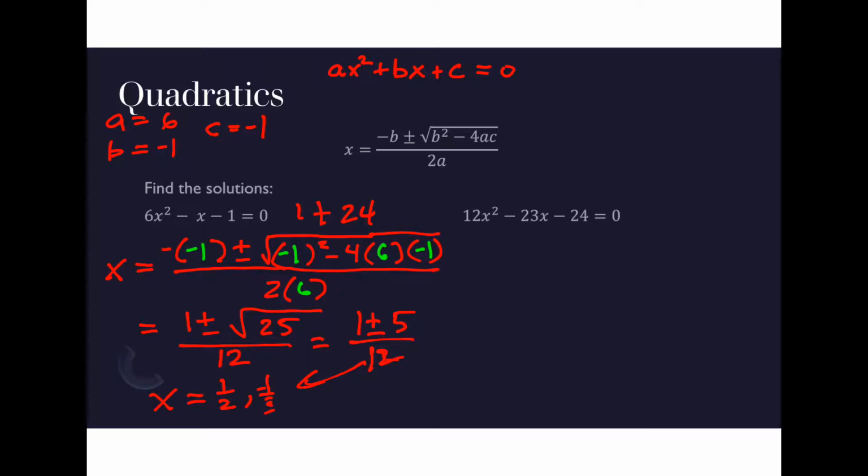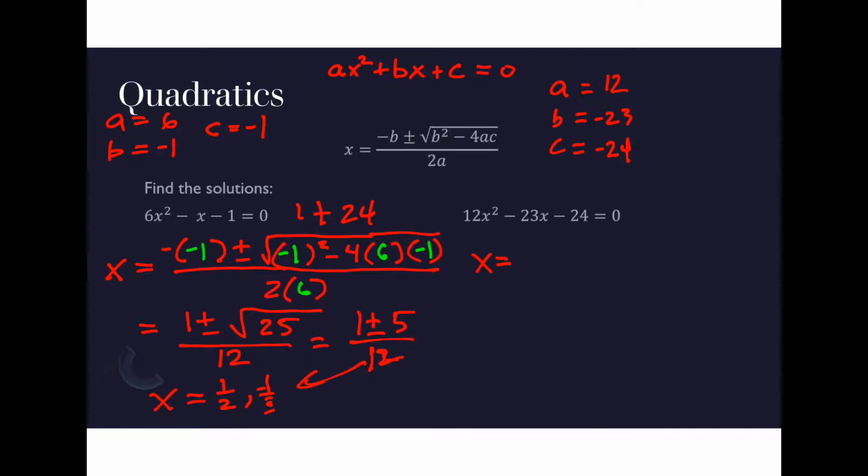So at any rate, I just wanted to point out that if you can factor something out, then you can reduce the values of A, B, and C without affecting what the actual answers are. Okay, A, B, C. A is equal to 12, B is equal to negative 23, and C is equal to negative 24. So, big numbers here.